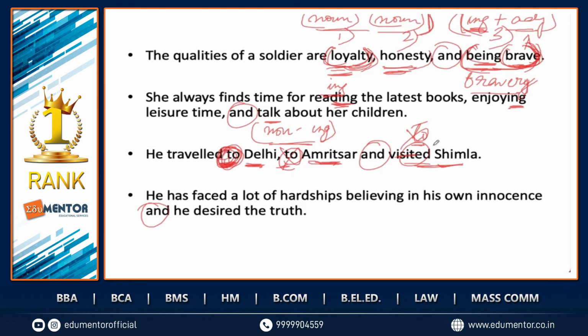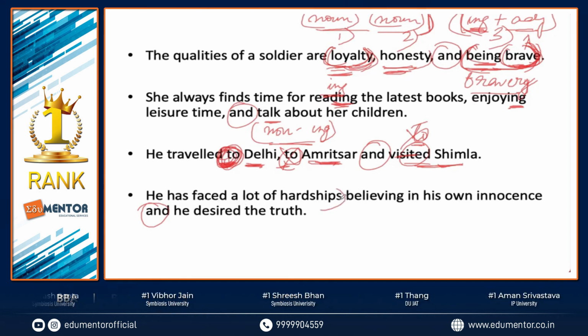Coming to the last one that we have over here: he has faced a lot of hardships, believing in his own innocence, and he desired the truth. The first one is he has faced a lot of hardships because of believing in his own innocence, so we have ing over here. The second clause is he has faced a lot of hardships because he desired the truth. So we have desired, which is non-ing, and we basically need to change it into the ing form of verb.